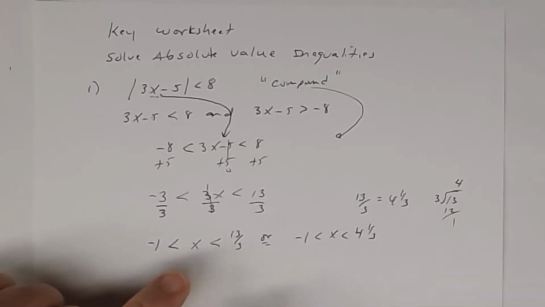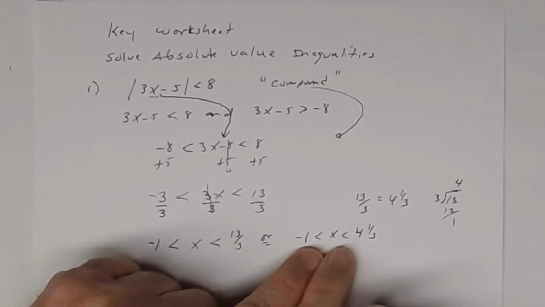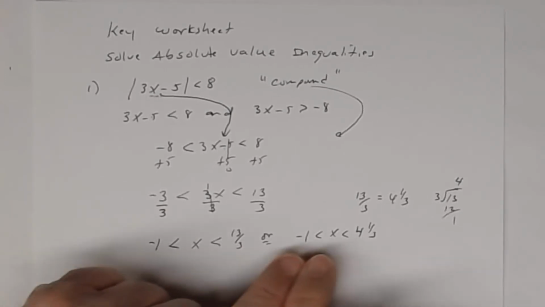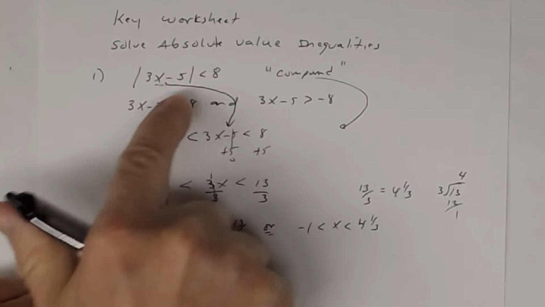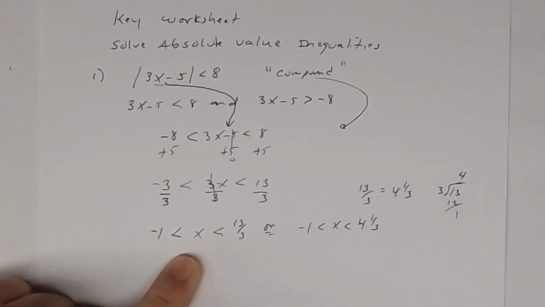Now you found your solution. So any real number that's in this interval, either this one or this one, is a solution to the original problem. And you can always check. So let's just check one of them just to show you.